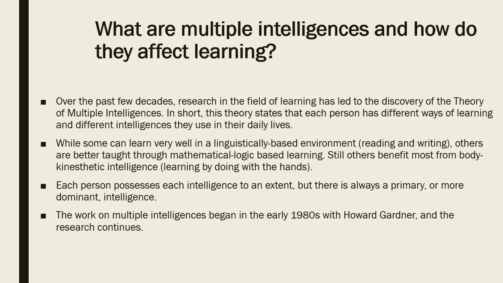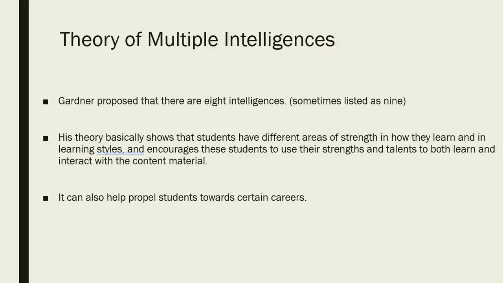Each person possesses each intelligence to an extent, but there is always a primary or more dominant intelligence. The work of multiple intelligences began in the early 1980s with Howard Gardner, and the research continues. Now, Gardner proposed that there are 8 intelligences. Sometimes it's listed as 9, but we'll be analyzing the primary 8 today. His theory basically shows that students have different areas of strength in how they learn, and encourages these students to use their strengths and talents to both learn and interact with the content material. And as we'll look at towards the end of the lesson, it can also help propel students towards certain careers, which makes sense because these strengths naturally flow into certain career paths.